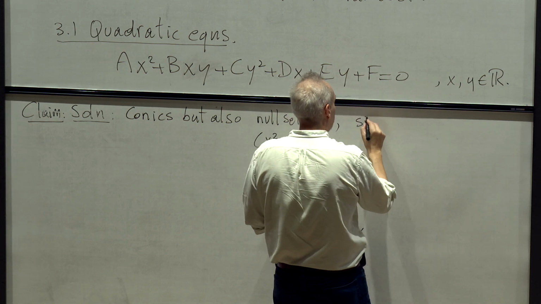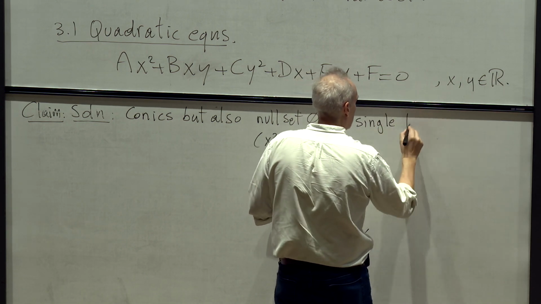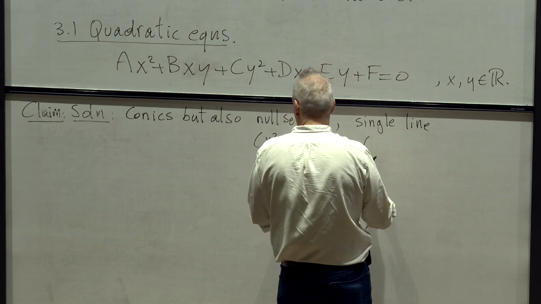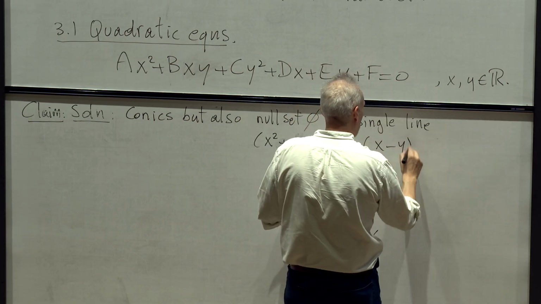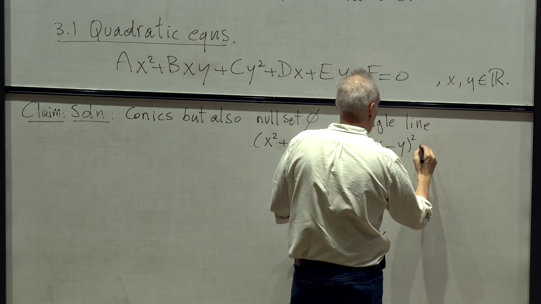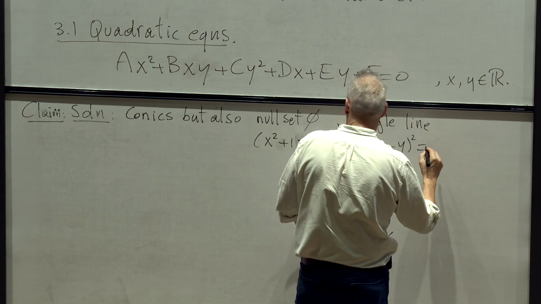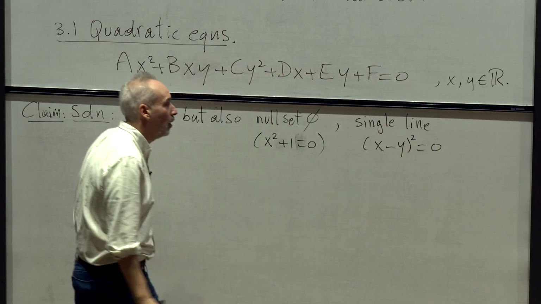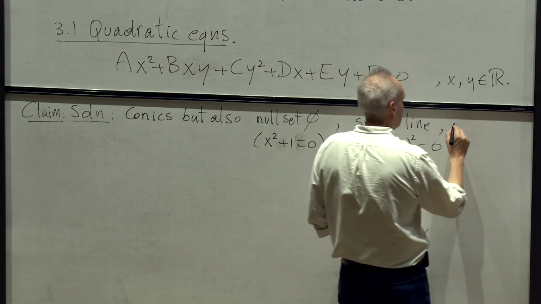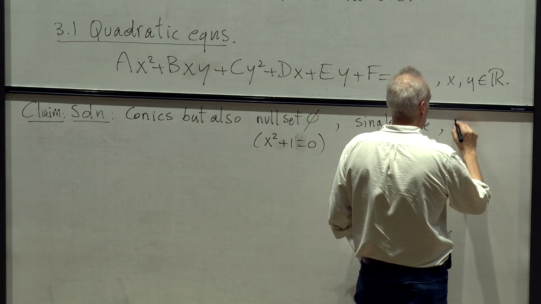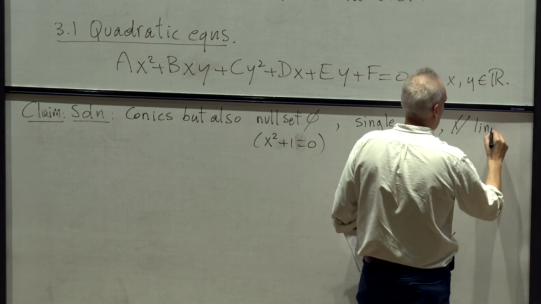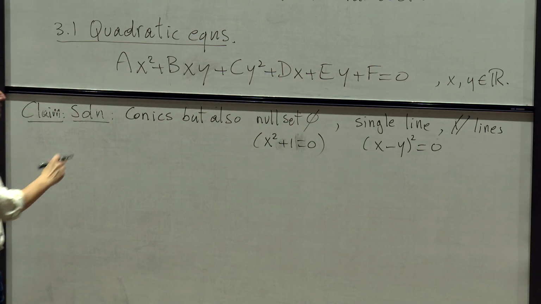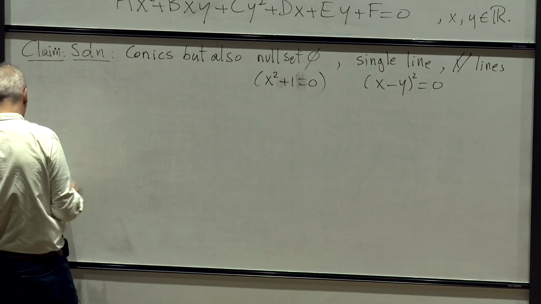Single line. And that's given by (x minus y)² equals 0, for instance, or parallel lines. We'll see. None of these can be obtained as a section of a cone. Okay, so let's see how we're going to do this.